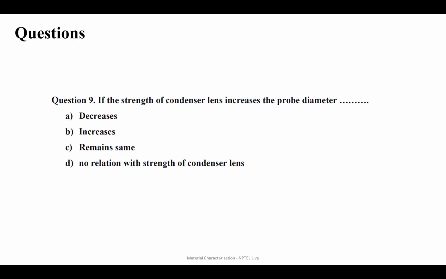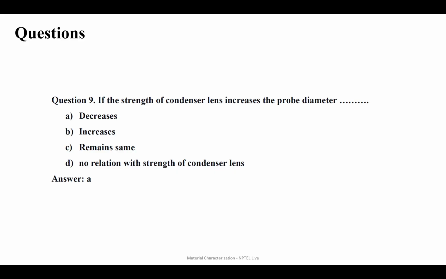If the strength of condenser lens increases, the probe diameter dash: decreases, increases, remains same, no relation with strength of condenser lens. The correct answer would be A, decreases.